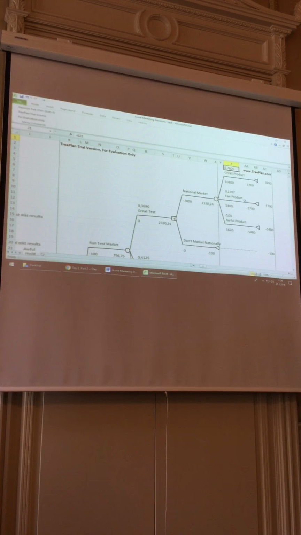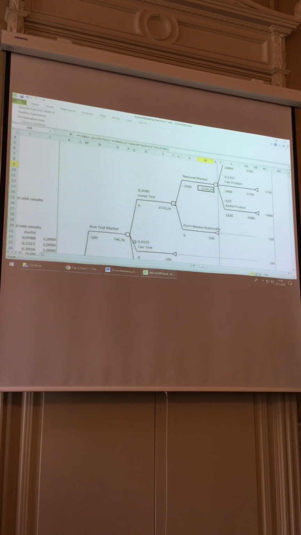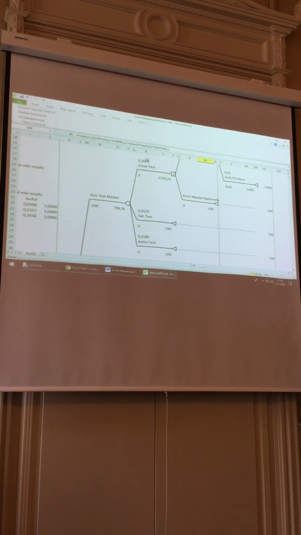Do you have G22, H22, and I22? Yes. Okay. Do you have a number here? Yes. Okay. So your problem has to be in these probabilities right here. G16, G17. Yeah, I'm missing G18. A leaf there. I only have fair and awful. Yeah. Great went away. Yeah.